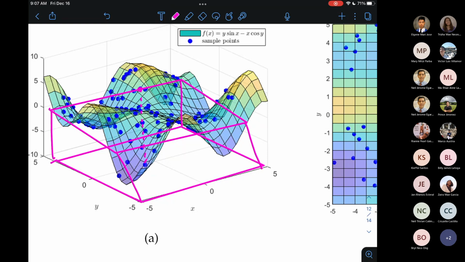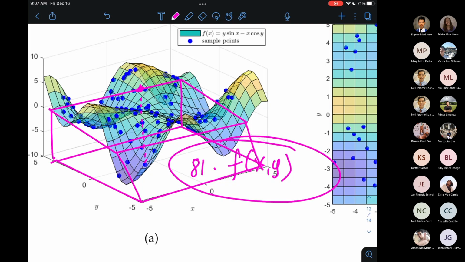I have a guide, but it's still slanted. But imagine, it's a nice rectangular prism. So it's a rectangular prism with base area 81, and its height is f of the chosen random point. Then this is its volume. Since I just average the 100 volumes, that is what I report as the value of the integral.